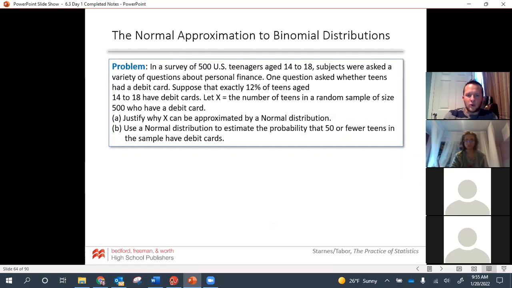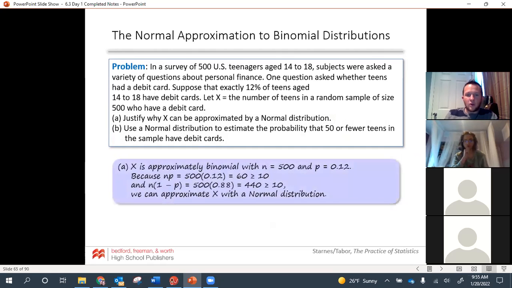So just to show you a quick example, could we assume that this example we just saw was approximately normal? Well, we're going to take n and p times it together, and we get 60, which is greater than 10. We'll do n times 1 minus p, and we get 440. Since those are both greater than or equal to 10, we can assume that this is an approximately normal distribution. Therefore, we could use normalcdf. Okay.